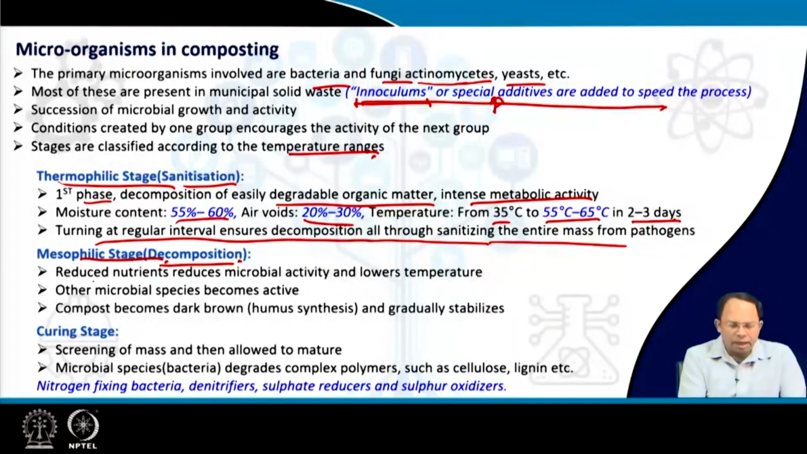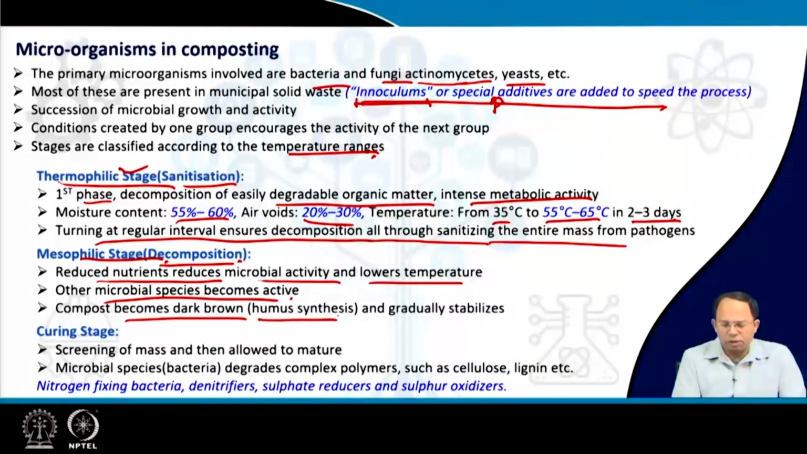The next phase is the mesophilic phase, also known as the decomposition phase. So here there are reduced nutrients, because some of it has already been consumed by the microbes, and it lowers the microbial activity, lowers the temperatures and all. And some other microbial species become active compared to the ones which are active in the thermophilic stage, and compost becomes dark brown in color, which is known as humus synthesis. Because humus is being synthesized, gradually the overall composting process stabilizes. Stabilizes means the decomposition process gradually comes down.